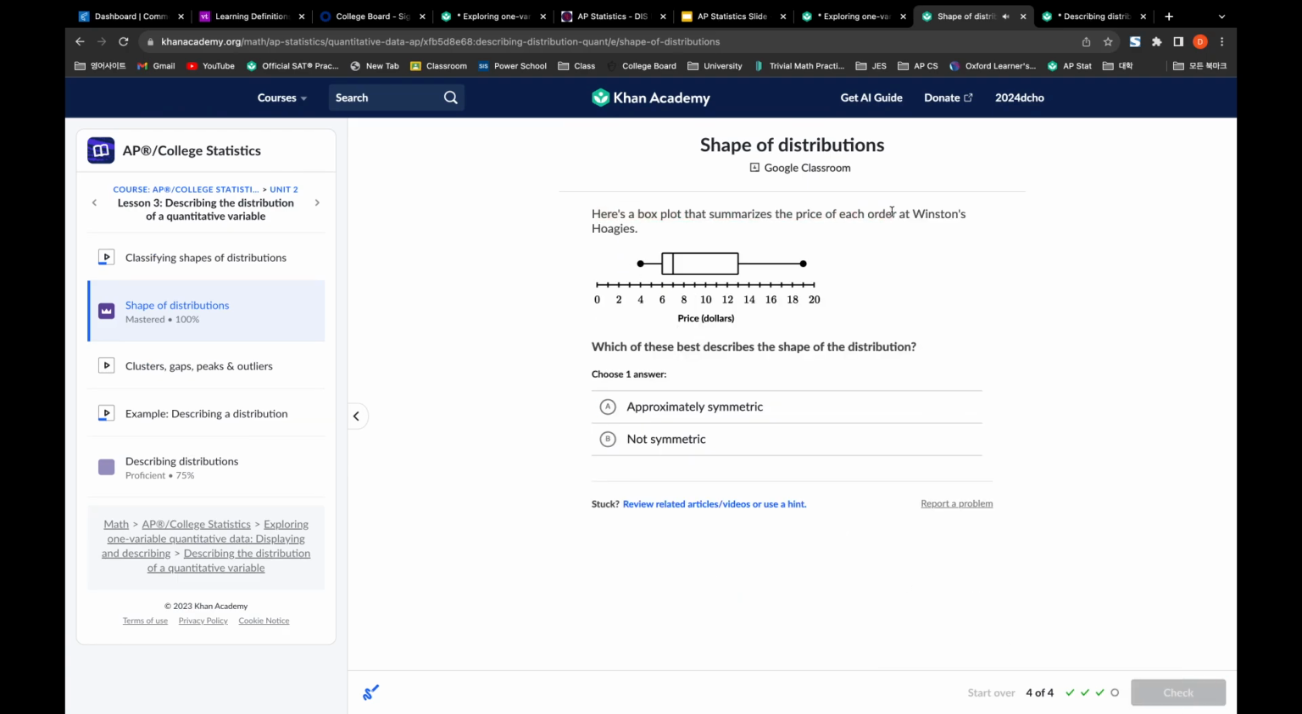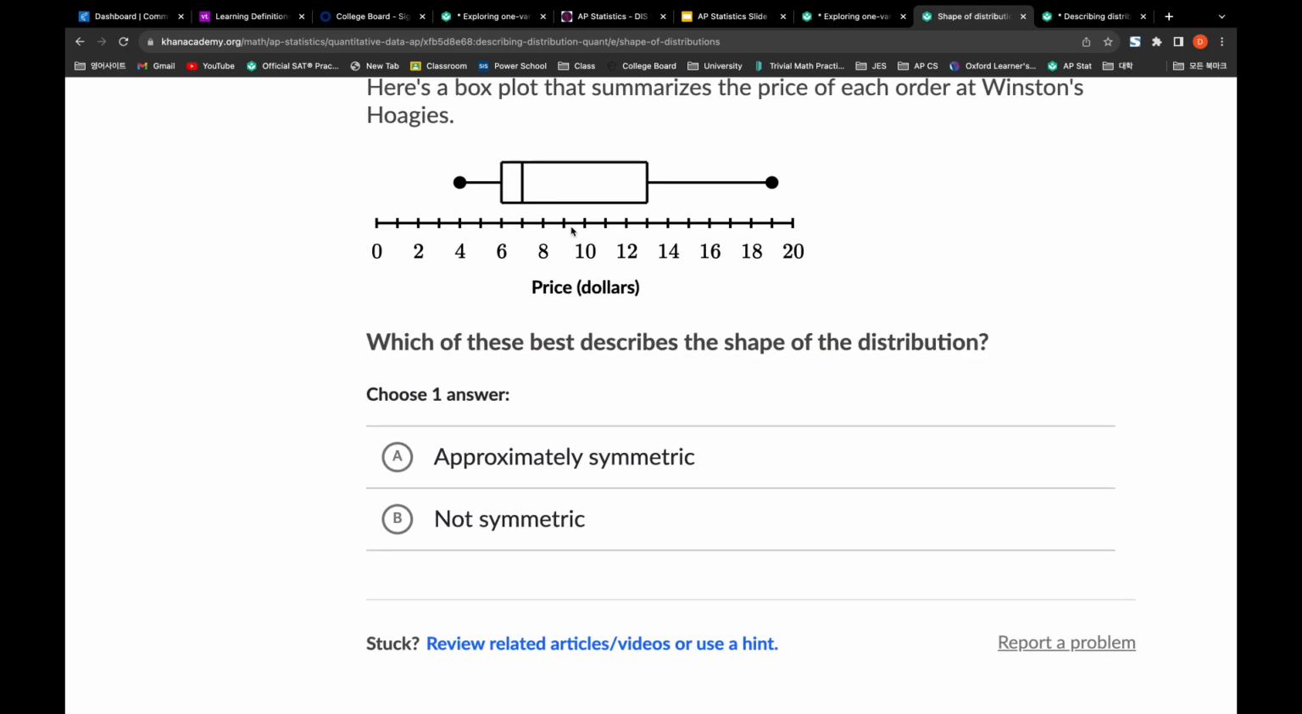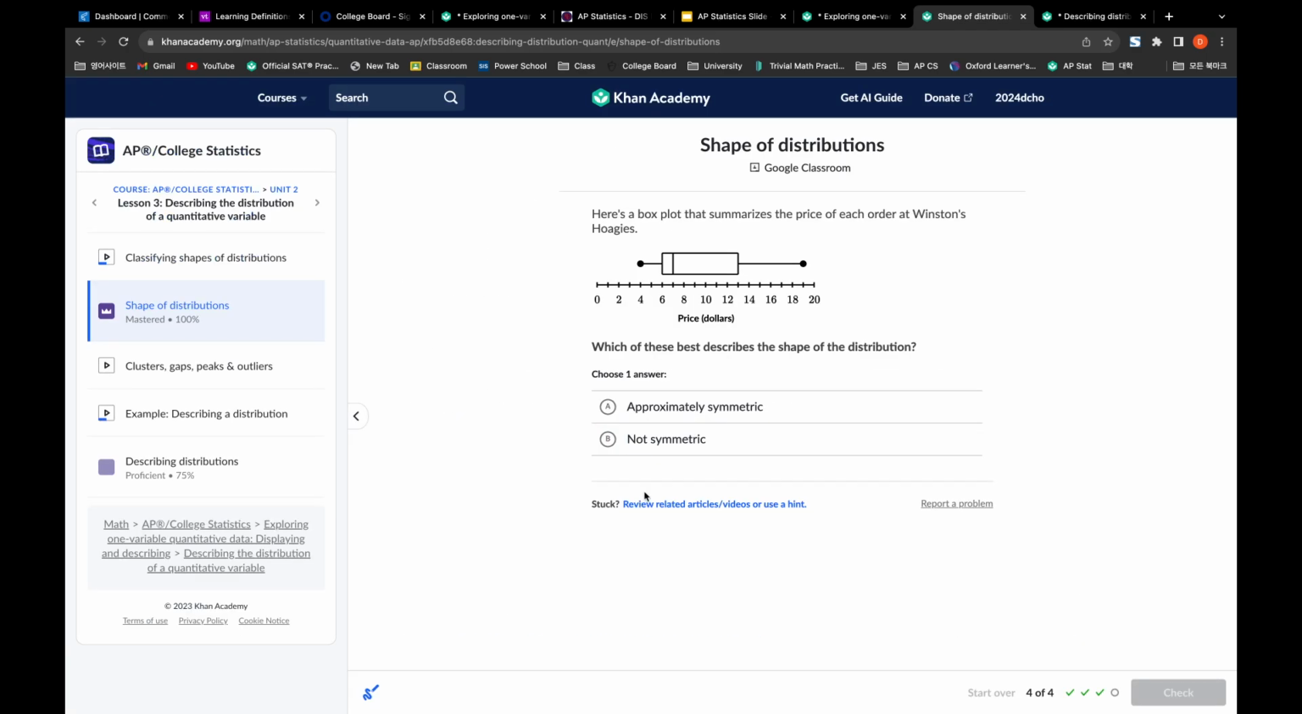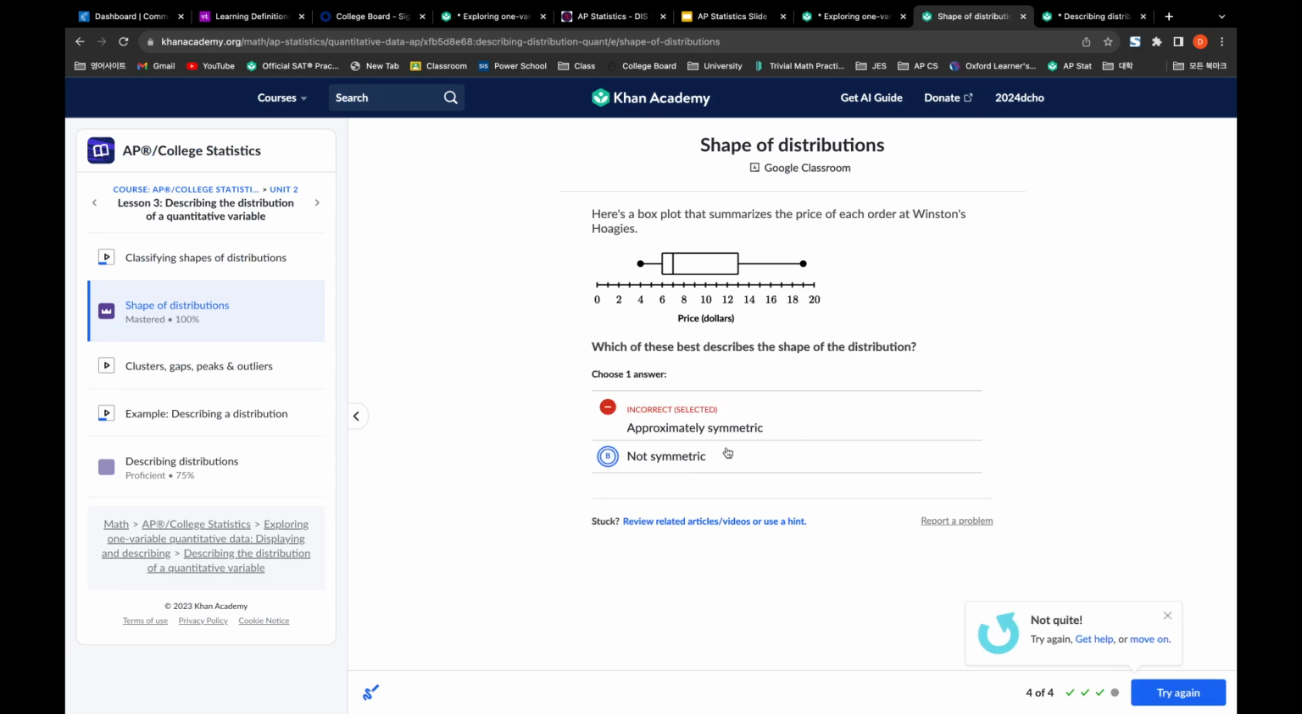Here's a box plot that summarizes the price of each order at Winston's. So, like the first question, the median is closer to the 25th percentile rather than the 75th percentile and maximum. So this cannot be symmetric. Oh, yeah, not symmetric. I'm sorry.